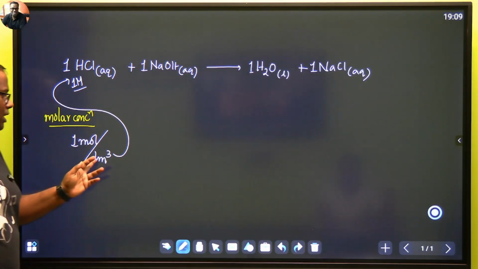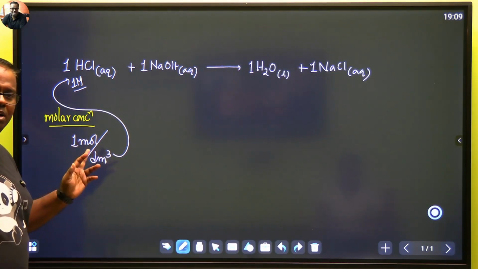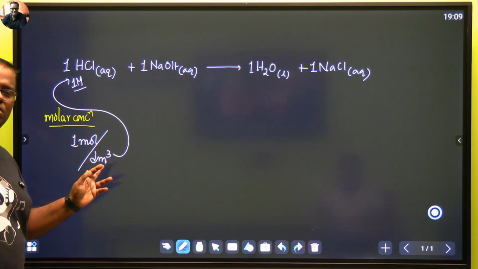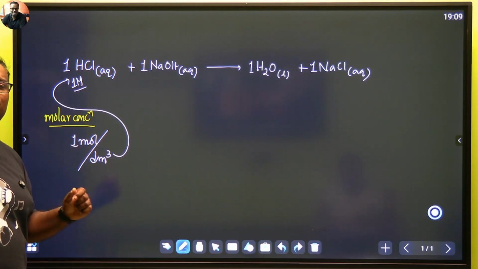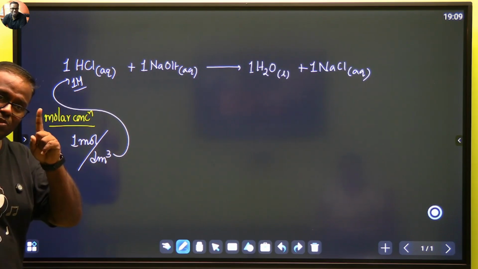Now what does Dhruv do? How did Dhruv make it? He does not have a 1 dm cube vessel in his house. He has got a half dm cube, that is 500 cubic centimeter. So Dhruv mixed half mole. Then also it is 1 mole.